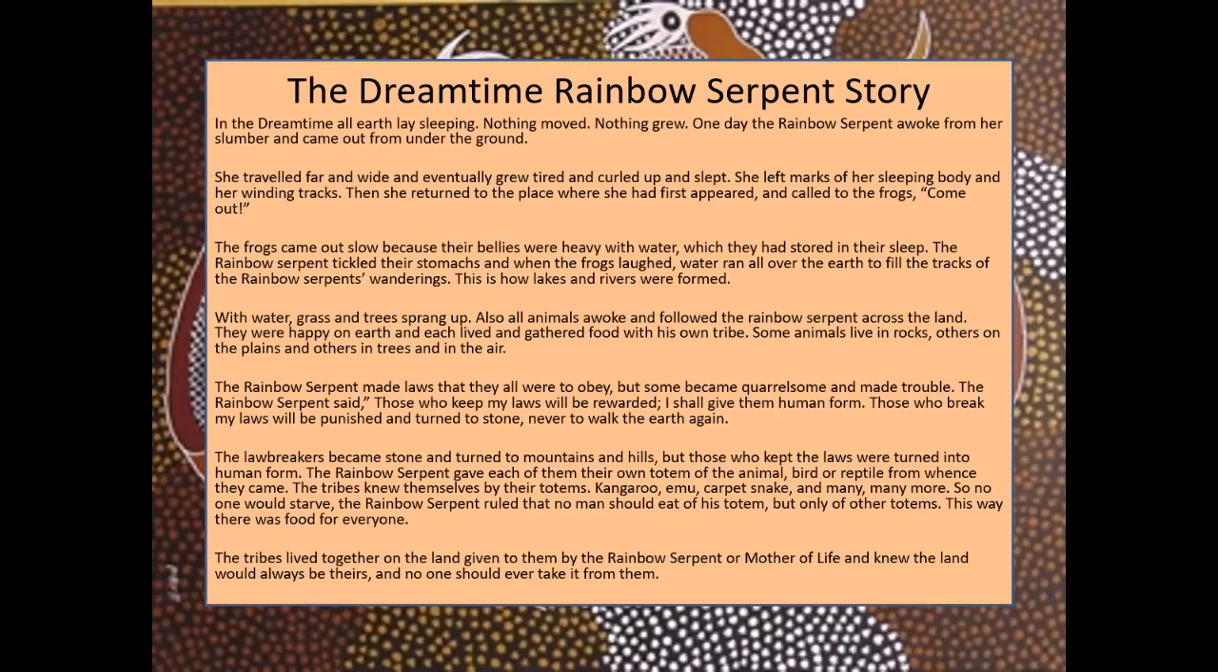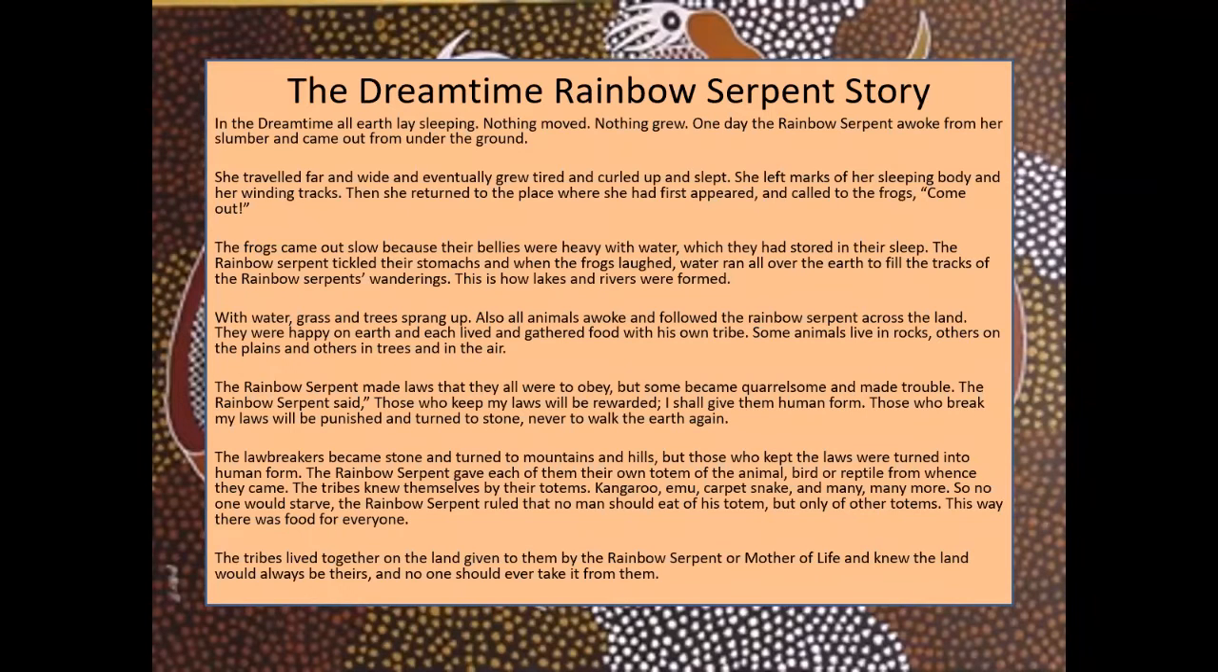So no one would starve, the rainbow serpent ruled that no man should eat of his totem, but only of other totems. This way, there was food for everyone. The tribes lived together on the land given to them by the rainbow serpent, or mother of life, and knew the land would always be theirs, and no one should ever take it from them.